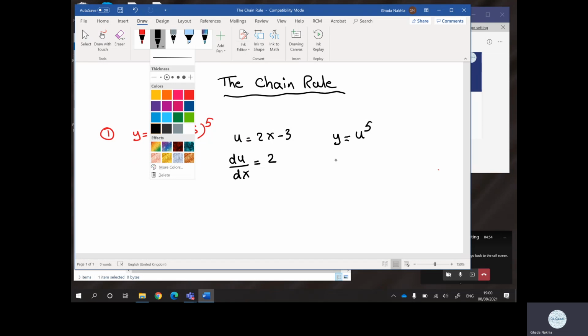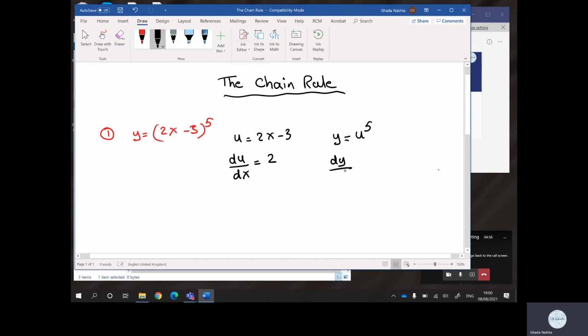And then y equals u to the 5, so dy by du is equal to, put the 5 down, and then decrease the power. When you decrease the 5, 5 minus 1 is 4. So it's 5u to the power of 4. Let's go back to our question.